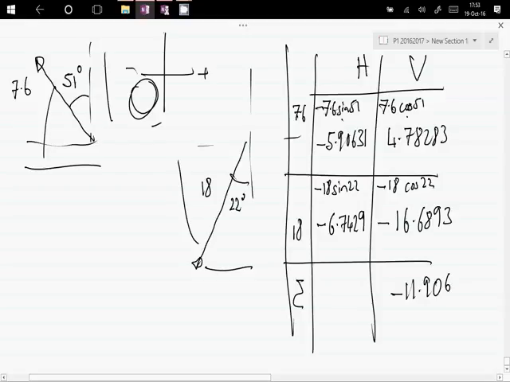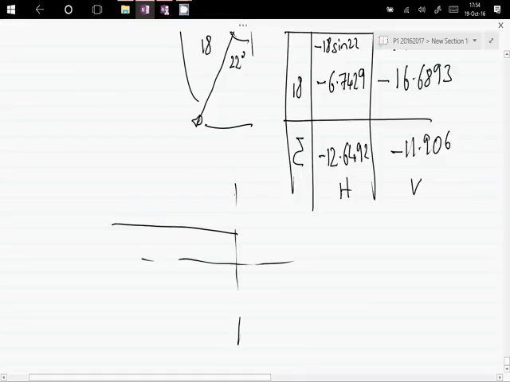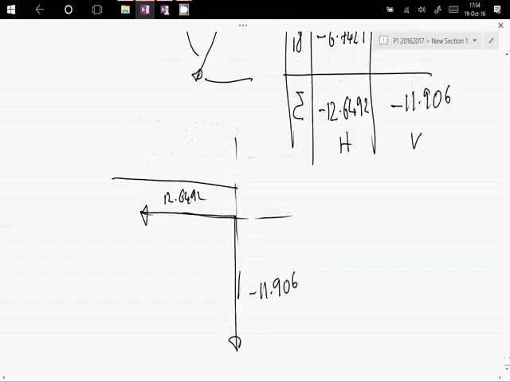So minus 1 times 5.90631 minus 6.7429, which is minus 12.6492. All right, so this is horizontal, don't forget, and this is vertical. So if we look at this quadrant here, this vector has minus in the horizontal of 12.6492 and minus 11.906 in the vertical.